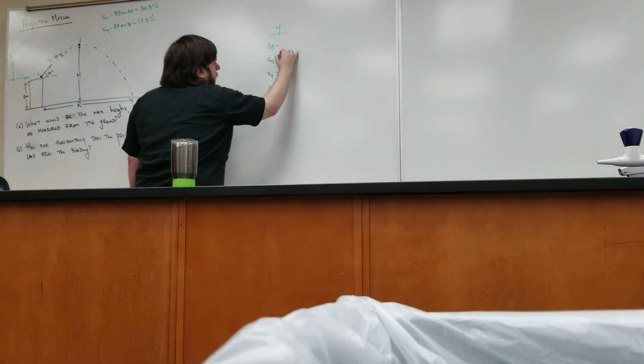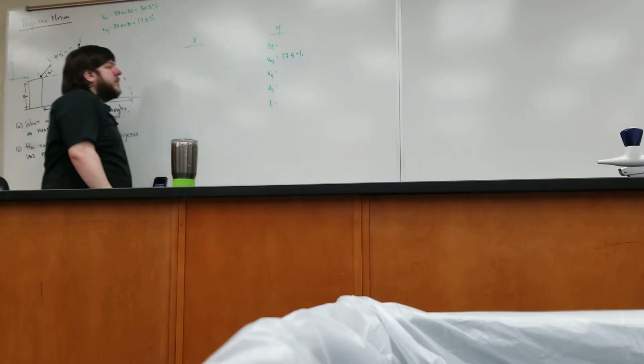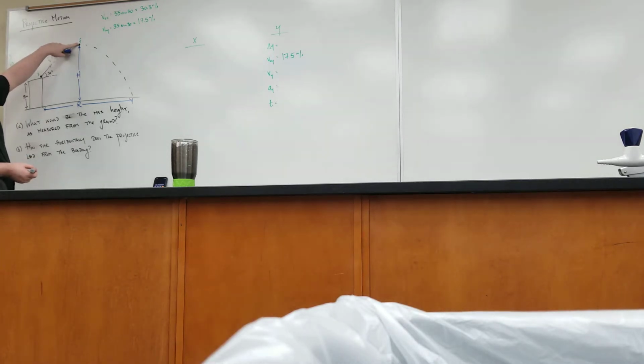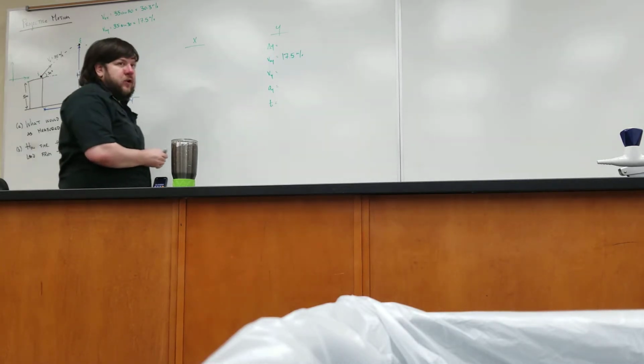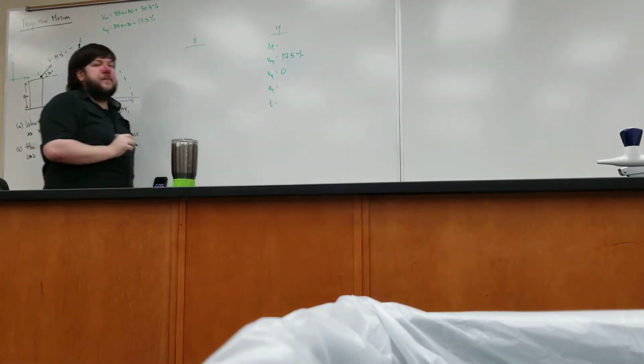Okay, so we know v naught y is 17.5 meters per second. What else do we know about the y-axis? The peak. The final y velocity is going to be 0 because the final point is at a peak, and the y velocity at any peak is always going to be 0. Since our final position is the peak, we can say our final velocity is 0.